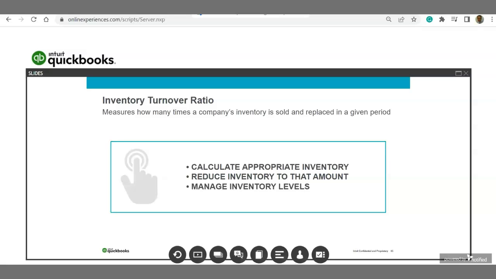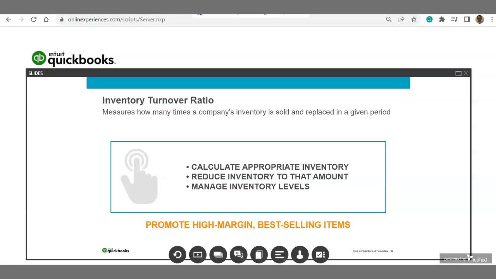You can calculate what the appropriate inventory levels should be, how much you need based on the expected sales, and then reduce inventory to that amount. A common issue businesses have is they just bulk up on all this inventory and they're not going to sell it for a while. So have some good discussions with your client about how to manage their inventory levels.